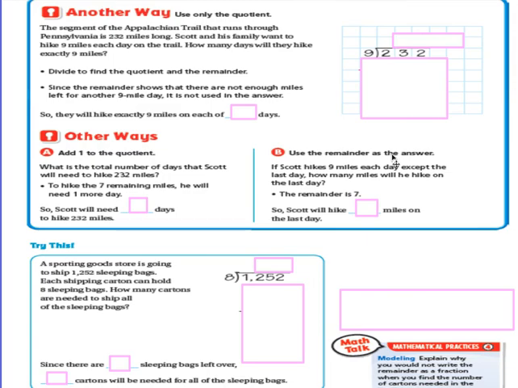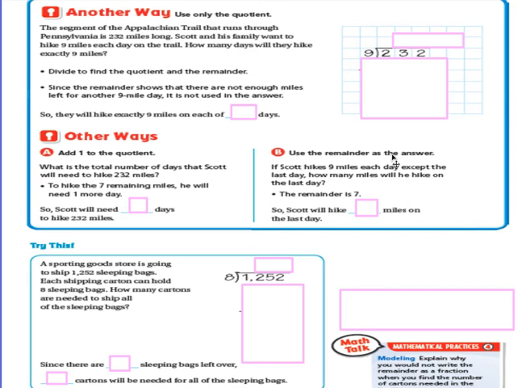A segment of the Appalachian Trail that runs through Pennsylvania is 232 miles long. Scott and his family want to hike 9 miles each day on the trail. How many days will they hike exactly 9 miles?